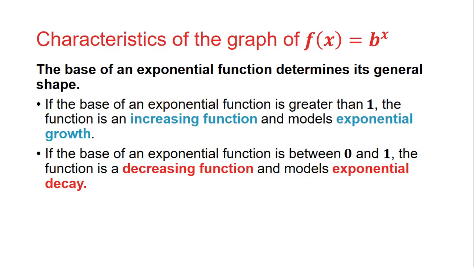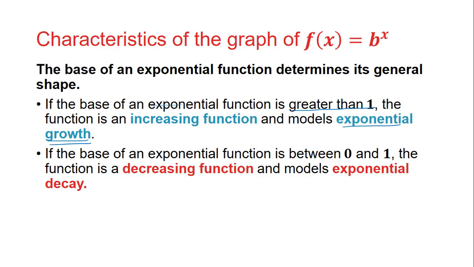So some general characteristics that we want to state of the graph of f of x equals b to the x is that the base of the exponential function determines its general shape. If the base of the exponential function is greater than 1, then the function is increasing and models exponential growth. Right? Think about the growth of bacteria, the growth of viruses, those types of things. If the base of an exponential function is between 0 and 1, the function is a decreasing function and models exponential decay.